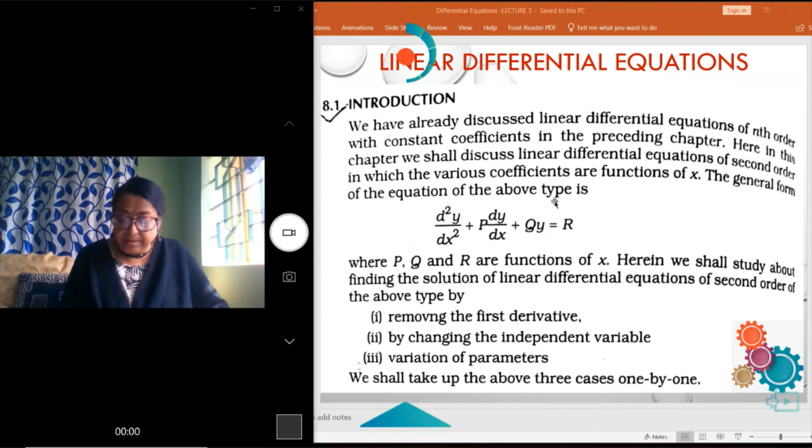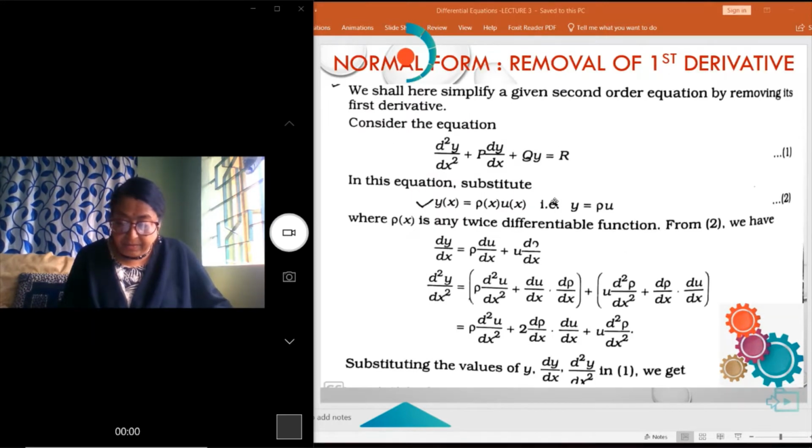Hence, to find the solution of this type of equation, we use: number one, removal of the first derivative; number two, changing the independent variable; number three, variation of parameters. Now, for the first type, removing the first derivative.